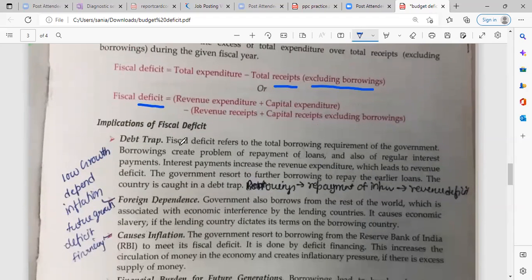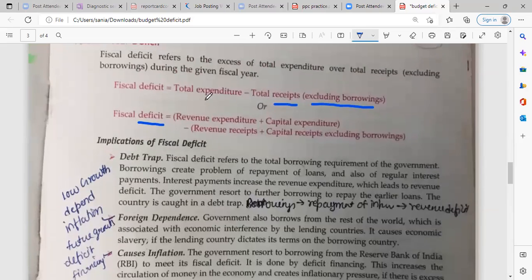Okay. So basically what happened? For example, your expenditure is 110 rupees, right? And the receipt you got was 50 rupees, right? So basically you will be subtracting it. So how much is it? Can anyone tell me? 60, right? So 60 is something which I need to borrow because this is a deficit. So I need to borrow.